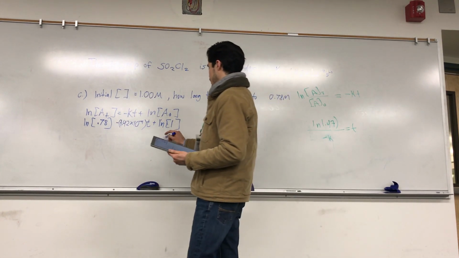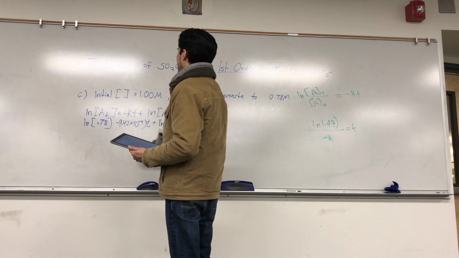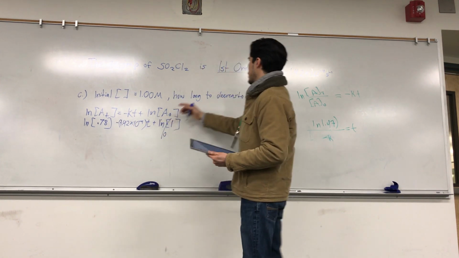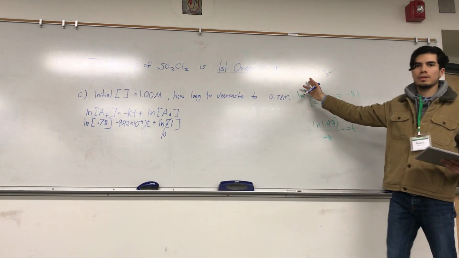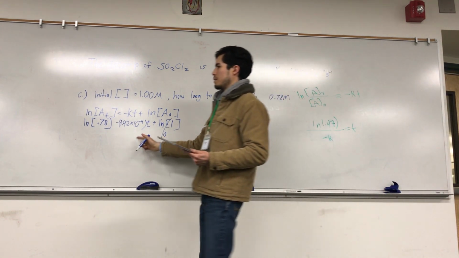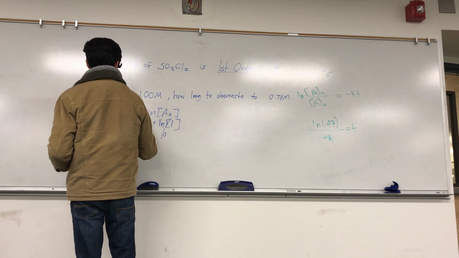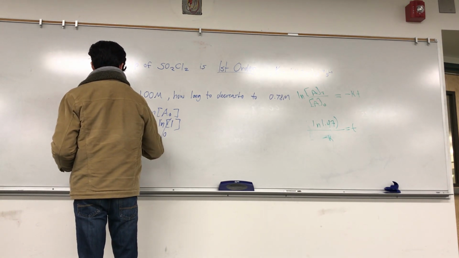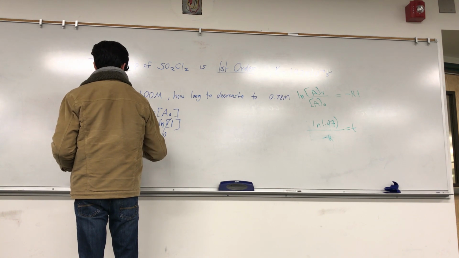Right, so we said this was 0. So we have ln of 0.78 equals our constant, which is this number, 1.42 times 10 to the negative 4, times t. Divide both sides by k, our constant.